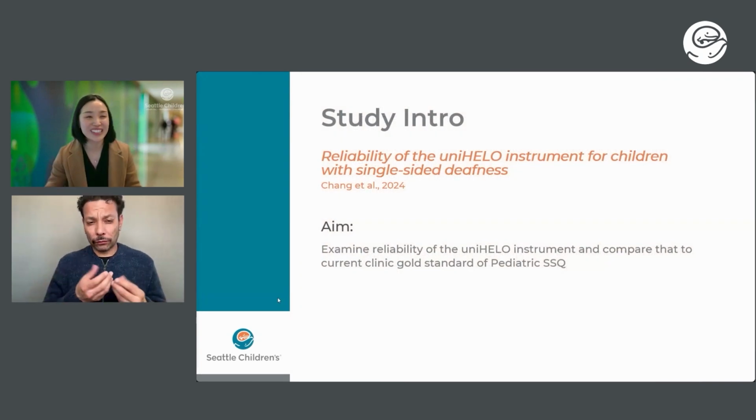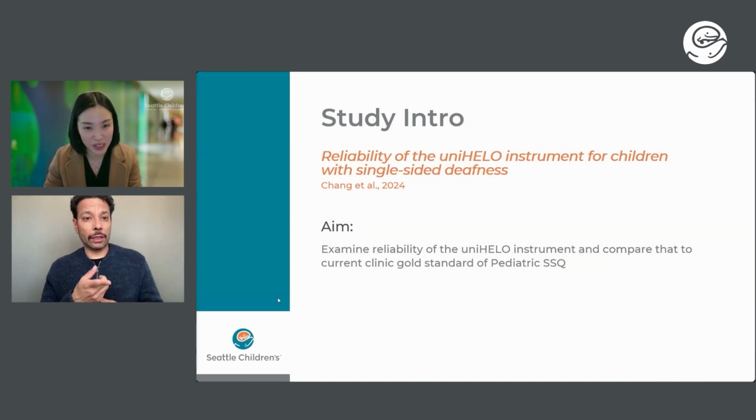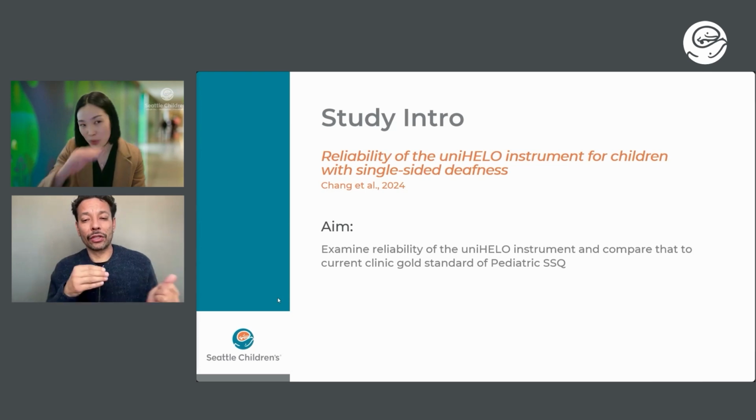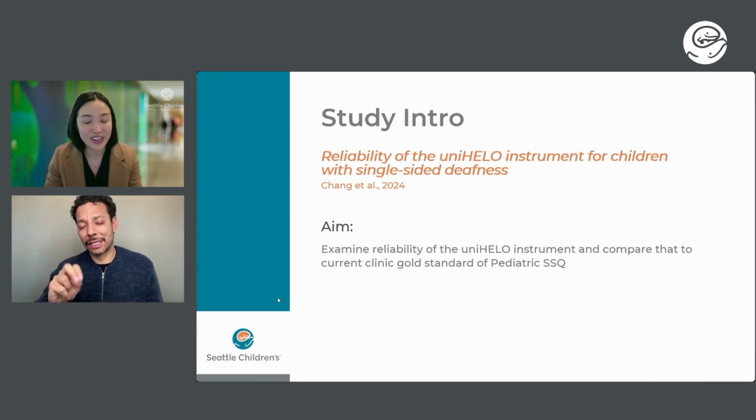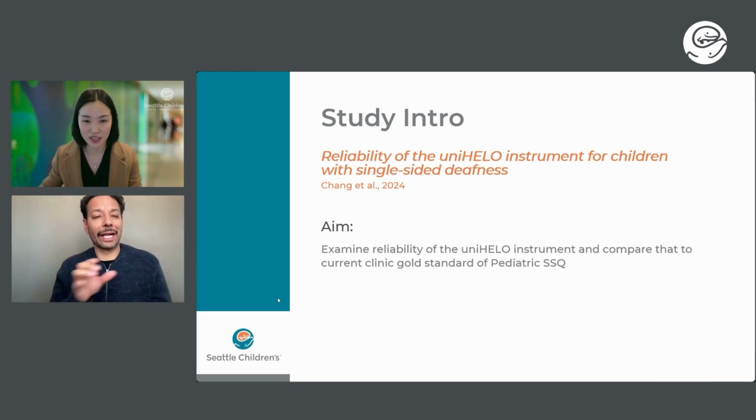Given all that, we wanted to look at validation of these two instruments side by side, and we've decided to start with a reliability study. This was a part of a larger study, for which the other leg we'll be talking about in my next presentation with Dr. Christensen, but we'll start with just talking about this particular data set of the Unihilo instrument. The aim for this leg of the study was to examine the reliability of the Unihilo instrument and compare that to the current clinic gold standard of the pediatric SSQ.